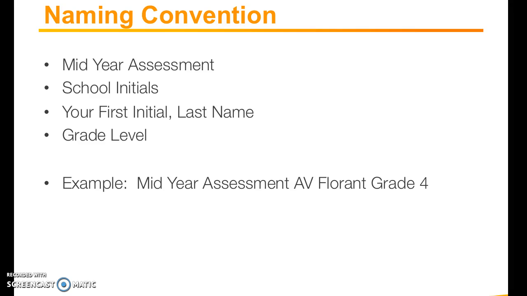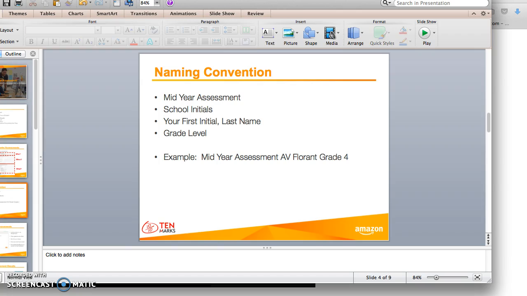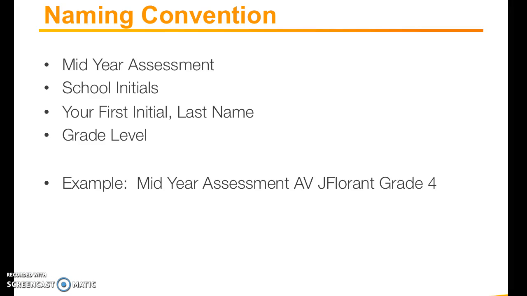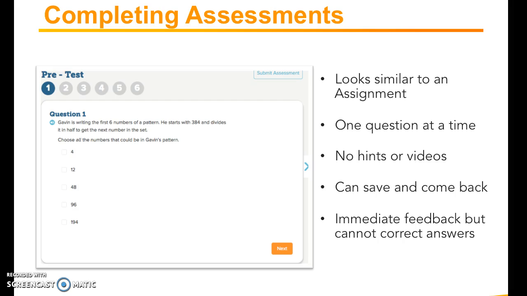So there will be a place where you add in mid-year assessment. You put in your school initials and then your first initial and last name and grade level. So for instance, if I was doing this, I would name my assessment, mid-year assessment, AV for Alta Vista, my school. And actually, I wouldn't call it Florent, I would call it J. Florent, and then grade 4. So that's the naming convention that we'll be using.